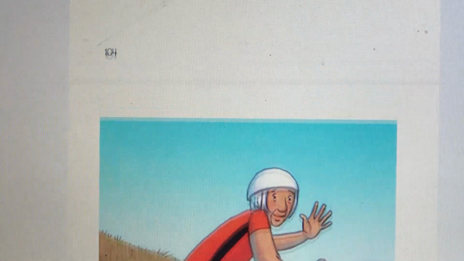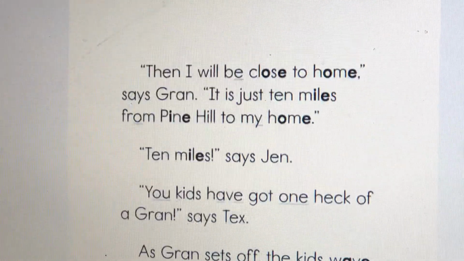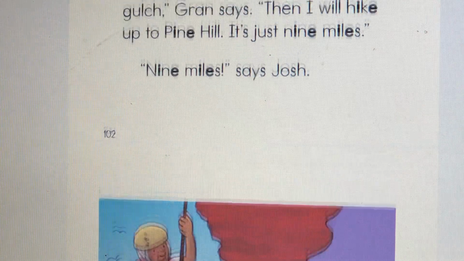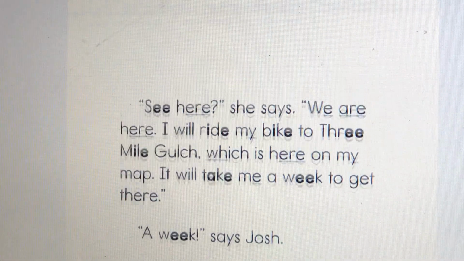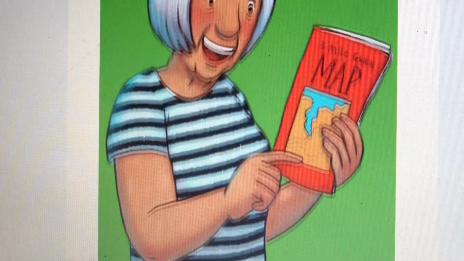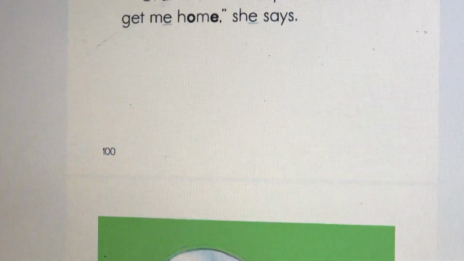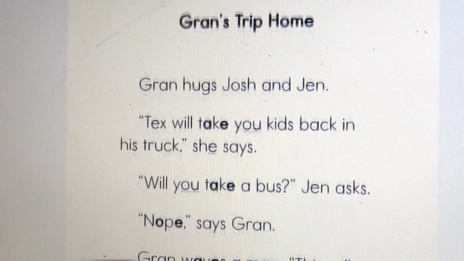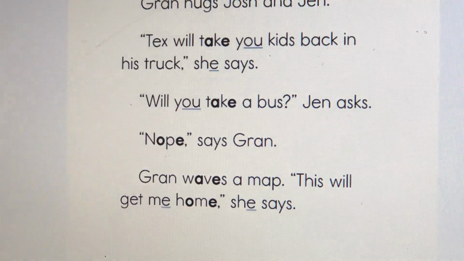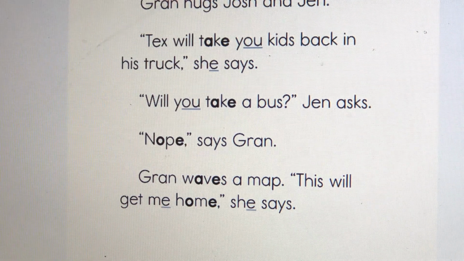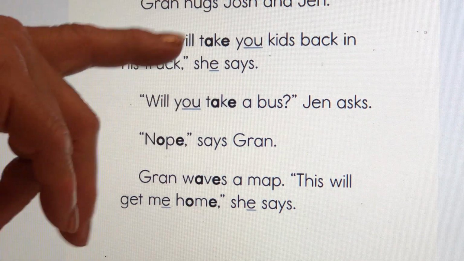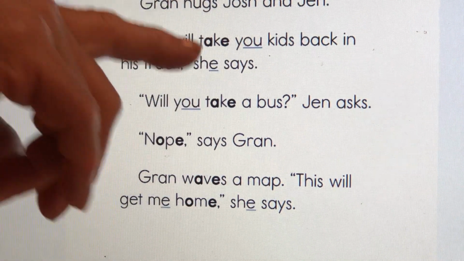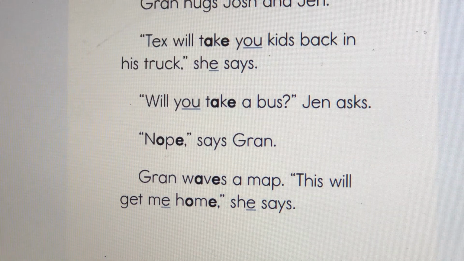So if we can remember those questions. The first question says, what did Gran say Tex was going to do? And if we go to the beginning of the story, because it is the first question, we're going to read that Tex will take you kids back in his truck. So what did Gran say Tex will do? Gran said Tex will take you kids back in his truck. You don't have to say she says because you're saying it up front.